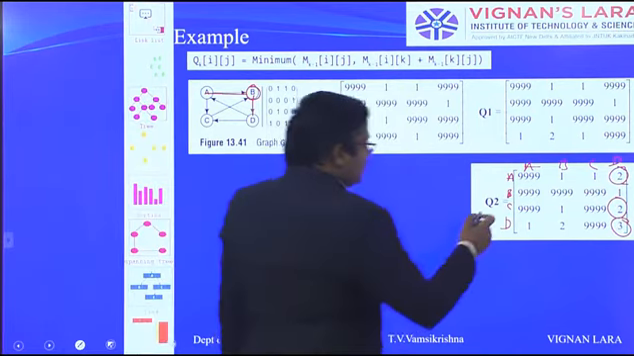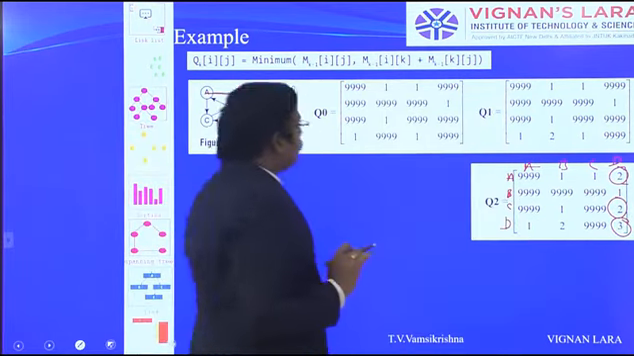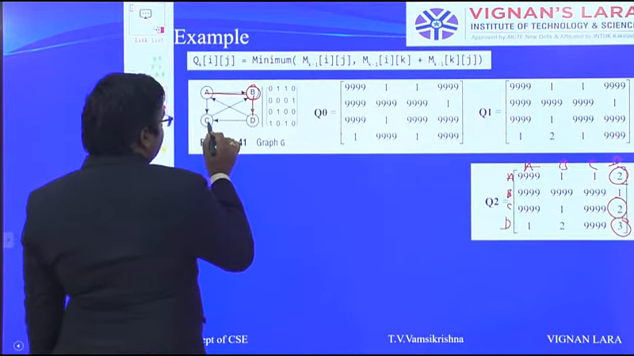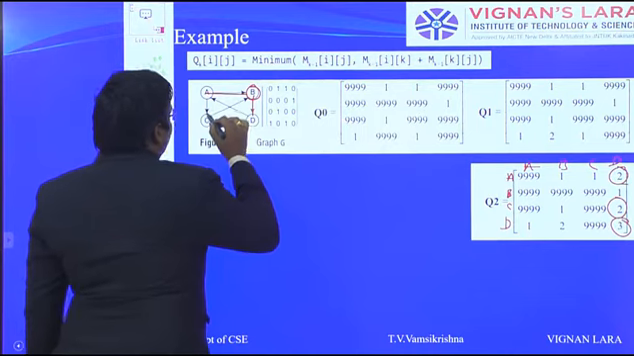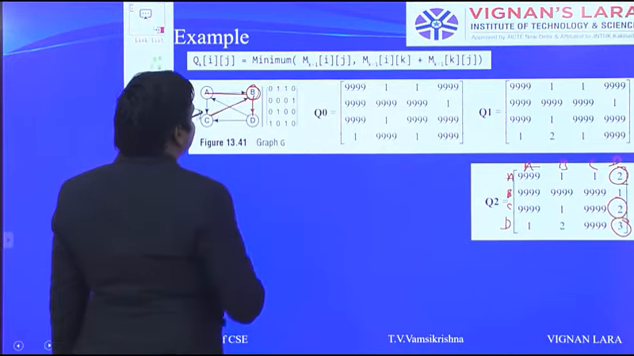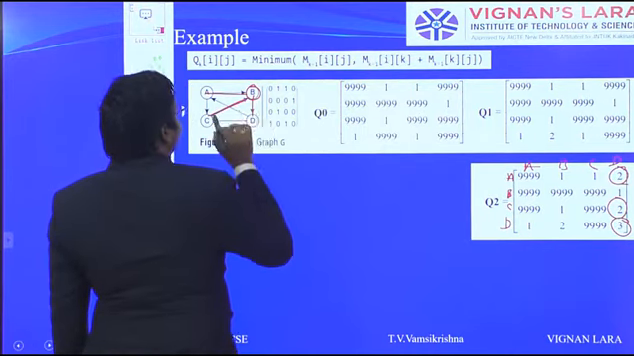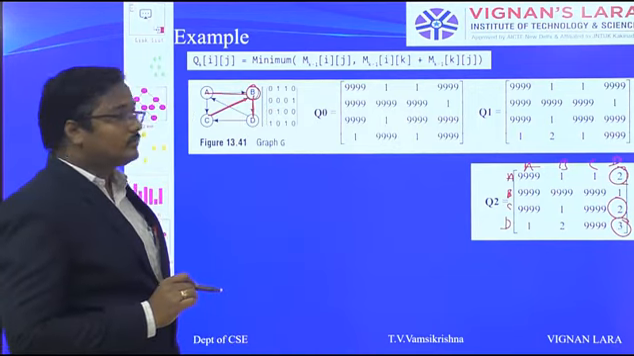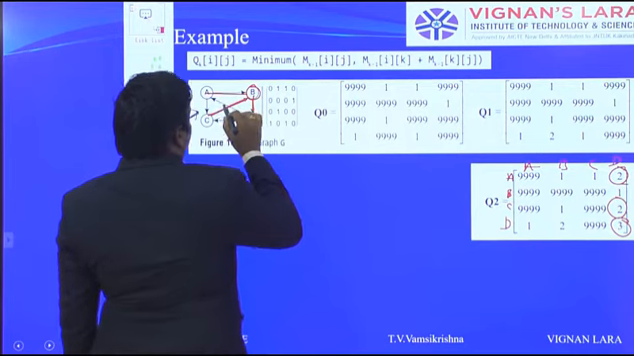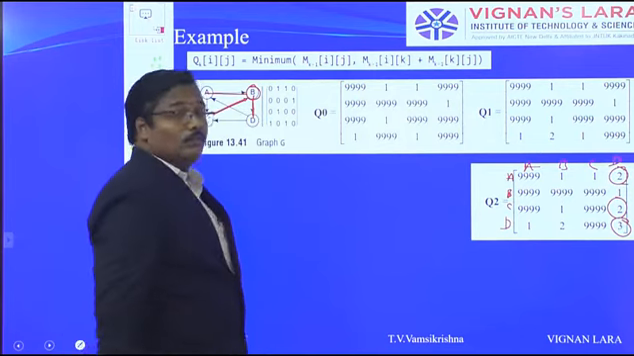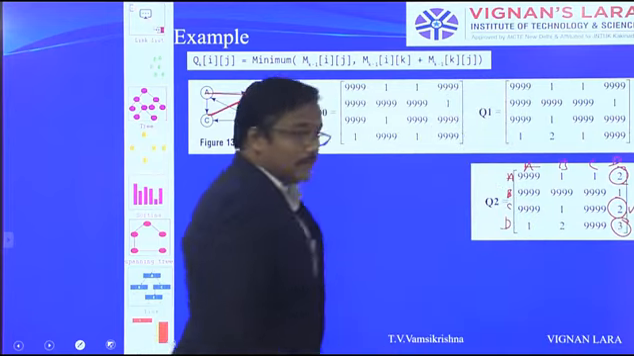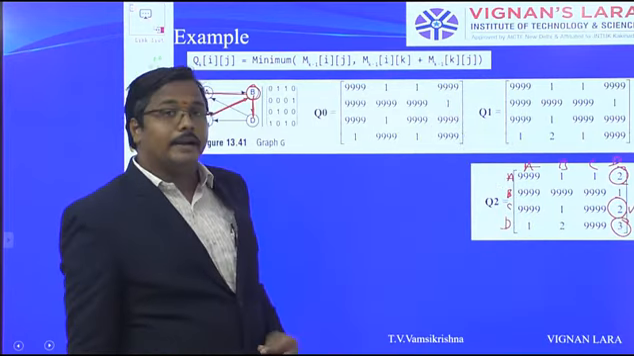Next, C to D, there is no direct path. So C to D, D to C path is there. C to D, no path. So here when we are considering B as a via vertex, C to B is a one path, B to D is a one path. So that's why C to B is 1, B to D is 1, 1 plus 1, 2. That's why 2 is updated.